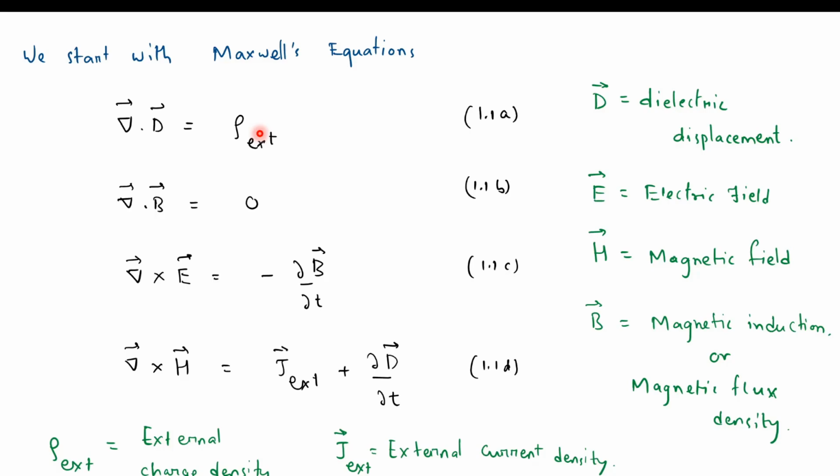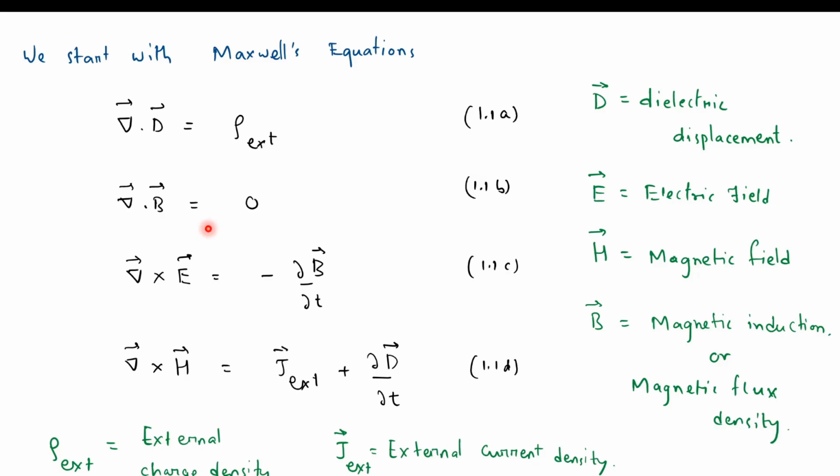And then the next one is the Gauss law again: the divergence of B is 0. Then we have Faraday's law. The curl of the electric field E is the negative partial time derivative of the magnetic field induction. So that is Faraday's law.